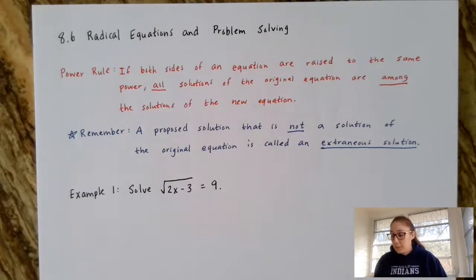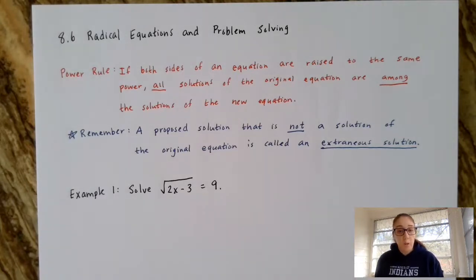Alright, good morning everyone. So today we're going to be taking a look at section 8.6, which is radical equations and problem solving, which just means word problems. Okay, so the first thing that we want to take a look at today is what's called the power rule.